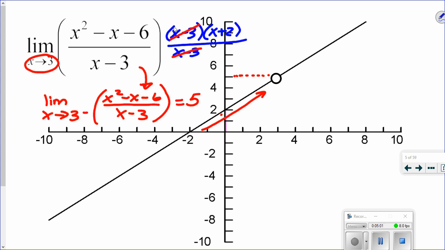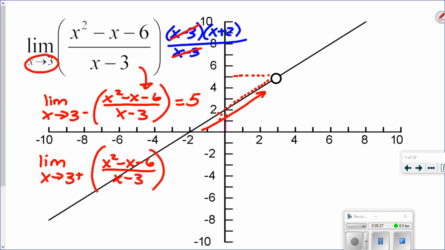It doesn't matter that we can't plug 3 in here. It doesn't matter that that makes it 0. We don't care about that. We just want to know what it looks like is happening. And as we get closer and closer to 3, this graph, the y value is getting closer and closer to 5. Likewise, if we do the limit as x approaches 3 from the positive side of this function, what happens as it gets closer and closer to 3 from the positive side? Our y is getting closer and closer to 5.